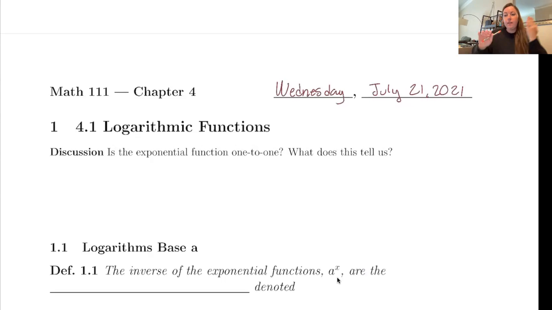All right, so now after 4.6, we've circled back to 4.1, the beginning of chapter 4. If you remember chapter 3, we talked all about exponential functions. In the last section, I think we talked about graphs of exponential functions. At the end of 4.6, we talked about what makes a function one-to-one, because if it's one-to-one, we have an inverse.